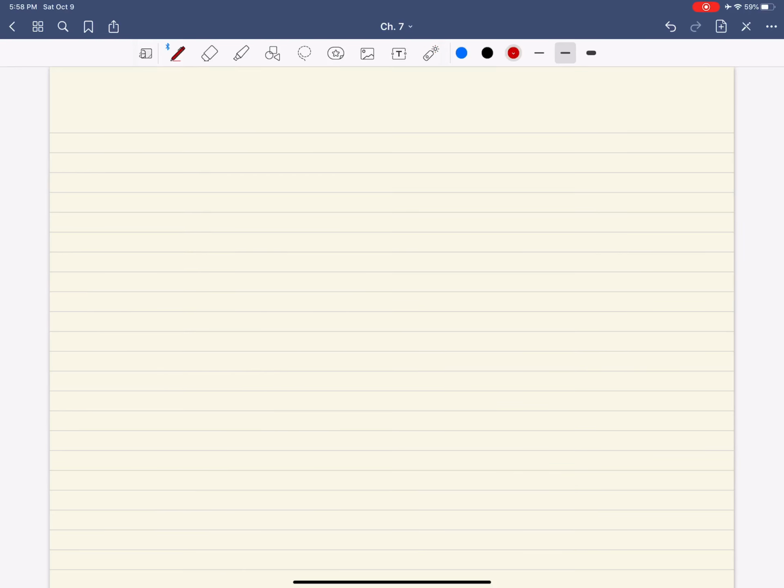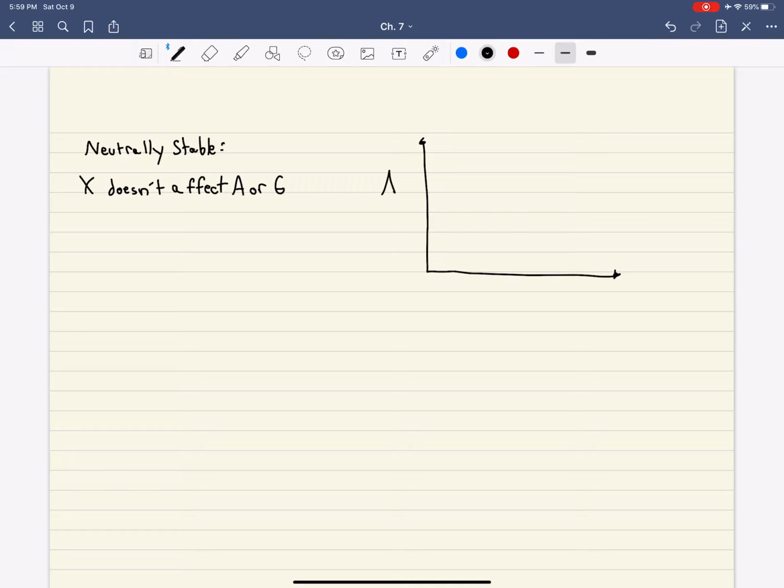And then the last term I want to define is something that's neutrally stable. And if something is neutrally stable, essentially what that means is that your property x doesn't affect A or G. Okay? And so here, what you would see in your energy diagram is that if you change x in any direction, A or G would just be the same. And so an example of this would be if you have a truly incompressible solid, if you change the pressure of your system, because that solid's incompressible, you're not going to affect its free energy at all, right? And so that would be a case where a system is neutrally stable towards pressure.